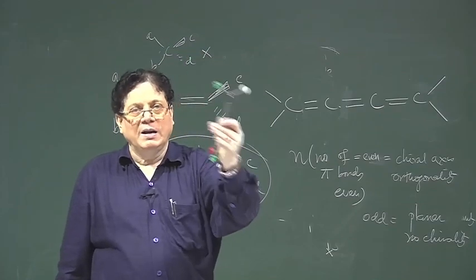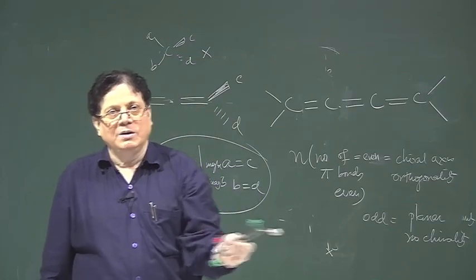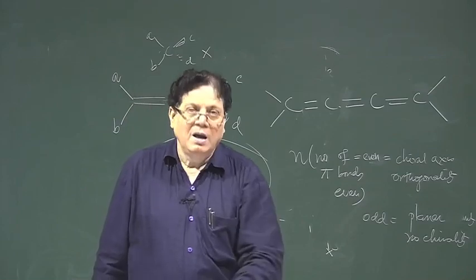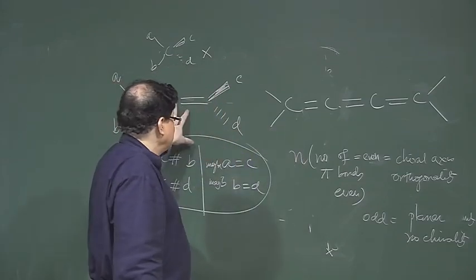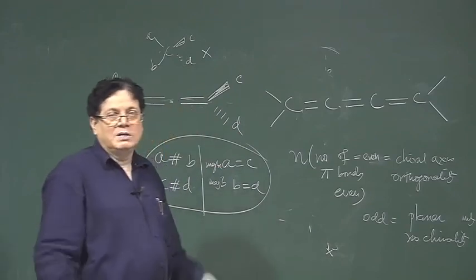Then for n equals 4, another allene chiral axis will come; for n equals 6, another chiral axis will come. And we have seen how to give the nomenclature system of the allene. These are all covered.